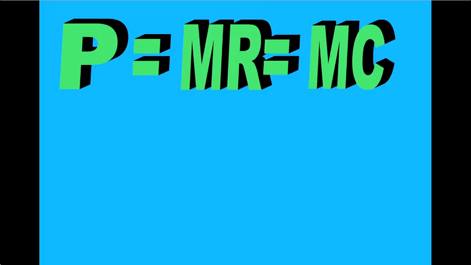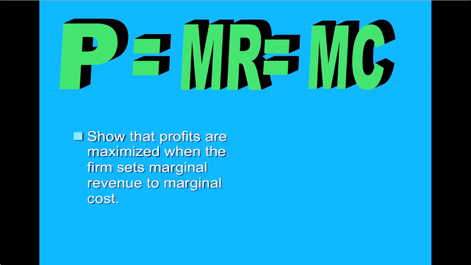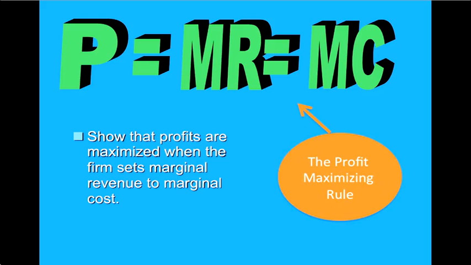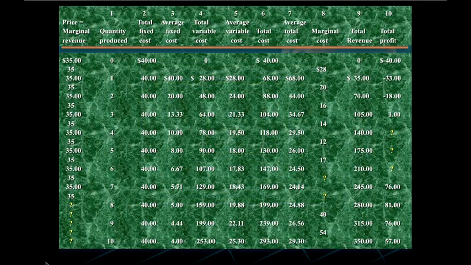Having said that, let's go to the harder task, which is to show that profits are maximized when the firm sets marginal revenue to marginal cost. This, in fact, is the profit-maximizing rule, MR equals MC. Let's demonstrate it first with the help of a table and then with a graph. Here's the table. Going through each of the columns and reminding yourself of the definition of each is a good review of the last lecture.